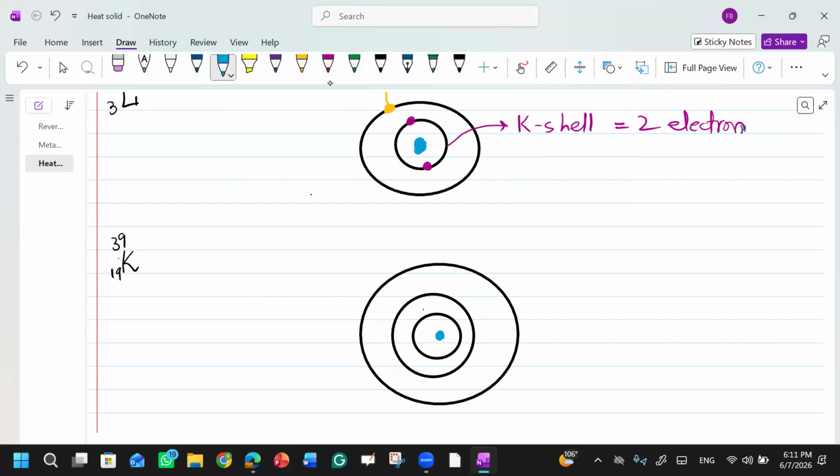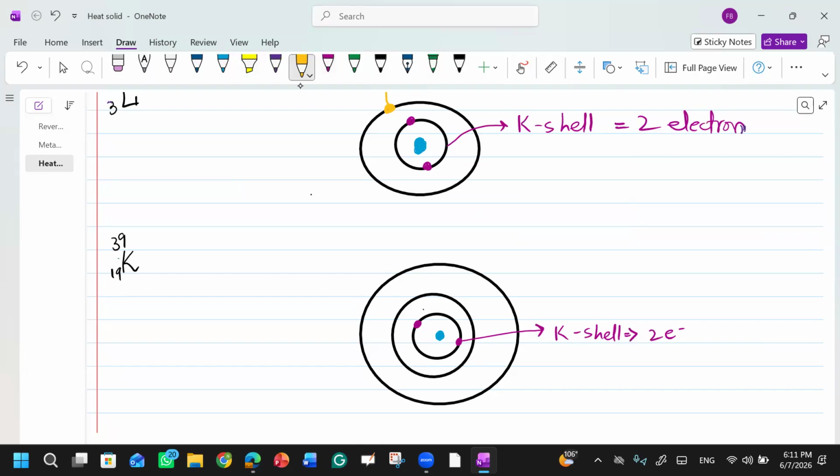Now, electrons reside in these shells. In the first shell, how many electrons can be there? Two. The maximum capacity of the first shell is two. The first shell is the K shell and it can fill with 2 electrons. Then this is the second shell.